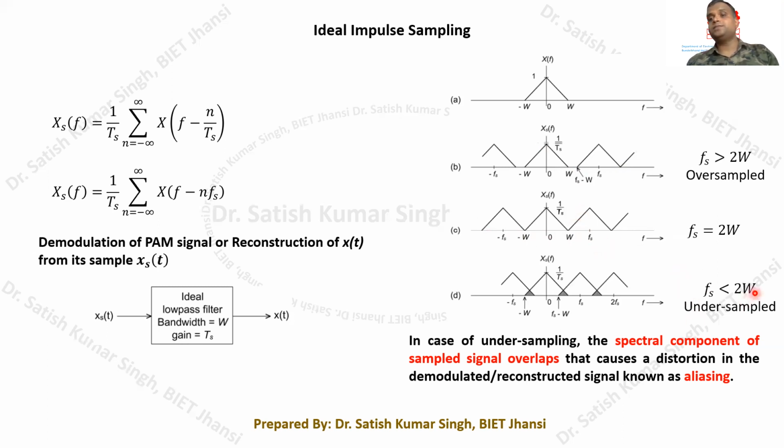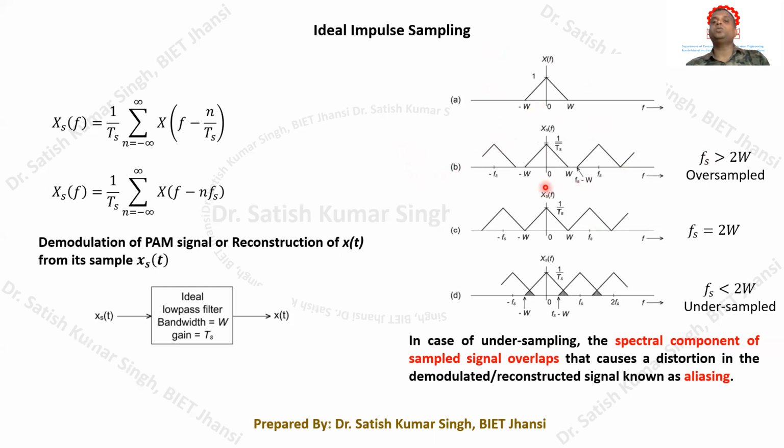But when fs is less than 2W, there is a spectral overlap that we can observe in this particular picture, and this is called the undersampled signal. Whenever the signal is undersampled, it is not possible to recover the original message signal. Remember how to recover the original message signal from the sampled version. This is our message signal spectrum, and this is the sampled version spectrum when fs is greater than 2W.